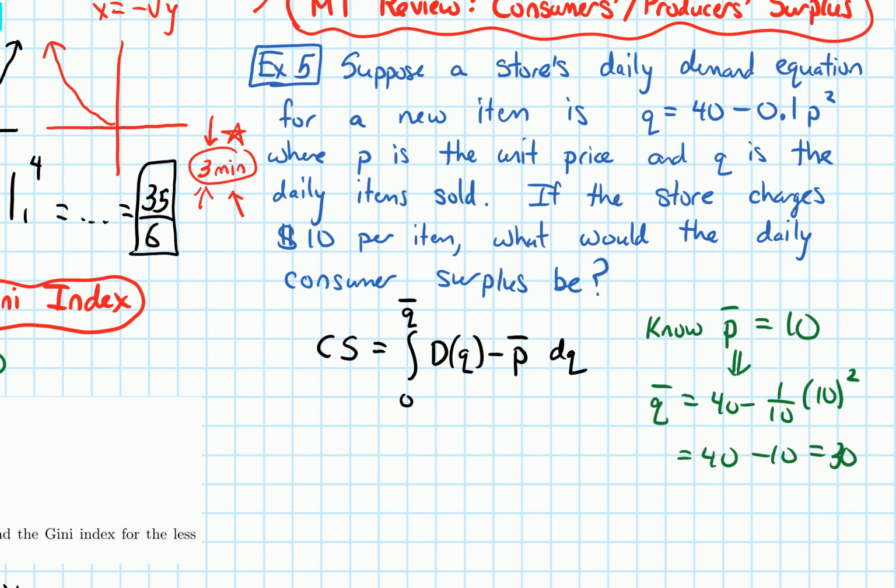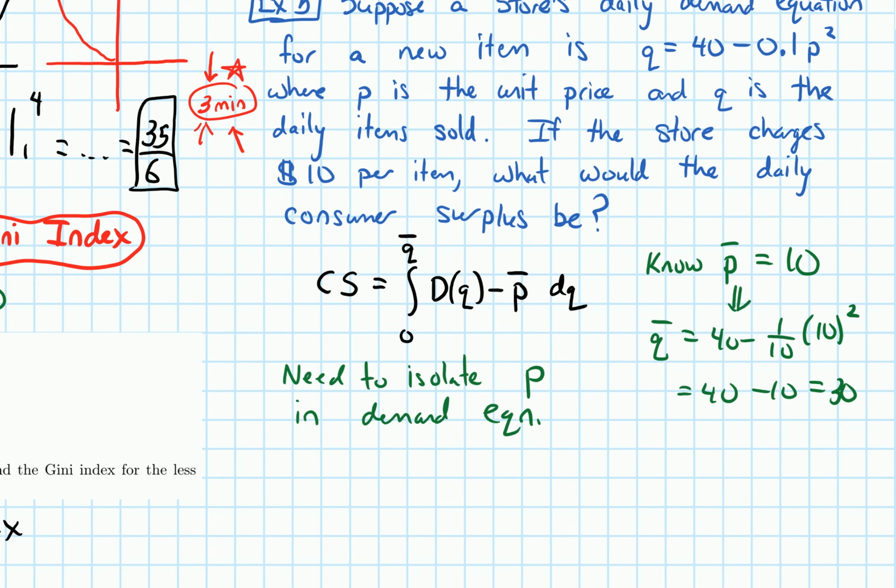So the only thing that I need to think about now is, well, what is my demand function? What is d of Q? Well, to write d of Q, I need to isolate P in the demand equation. Because the notation d of Q means, well, what's the demand equation in terms of the variable Q? But right now I have my demand equation with Q isolated, so it's in terms of P. So it's the opposite of what I need it to be. Okay, so we need to isolate that P, so let's rearrange stuff. I'm going to move the negative 0.1 P squared to the left. So I'll get positive 0.1 P squared. And let's move Q to the right. So this equals 40 minus Q.